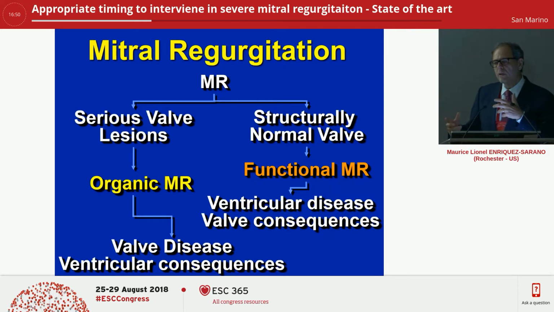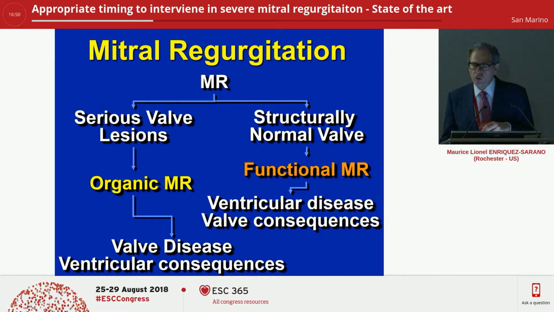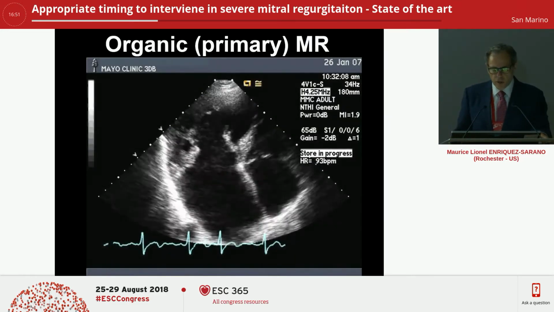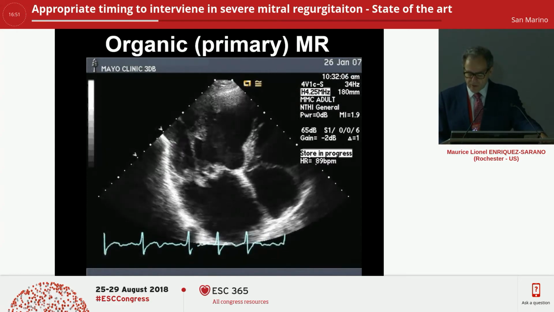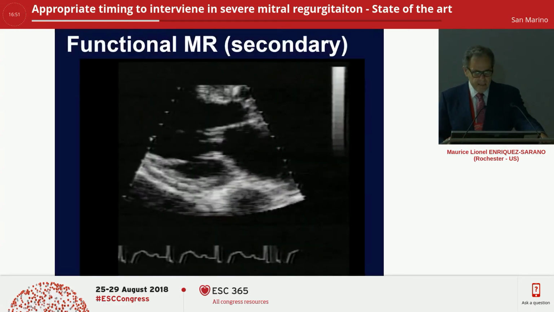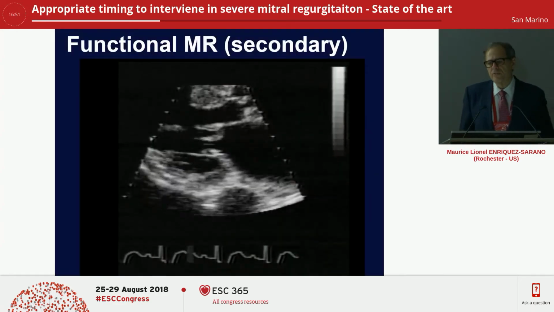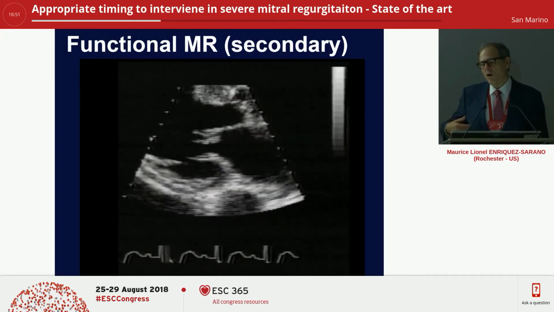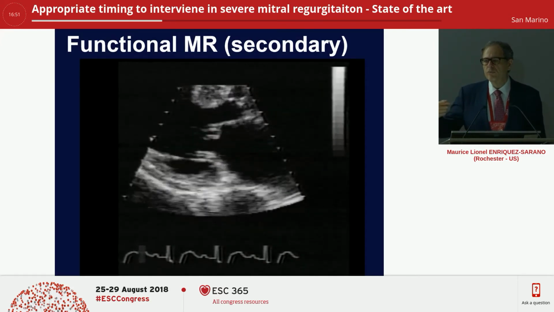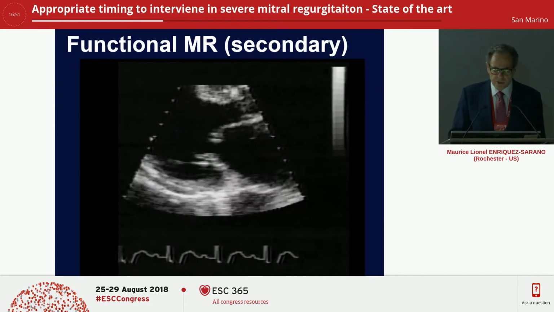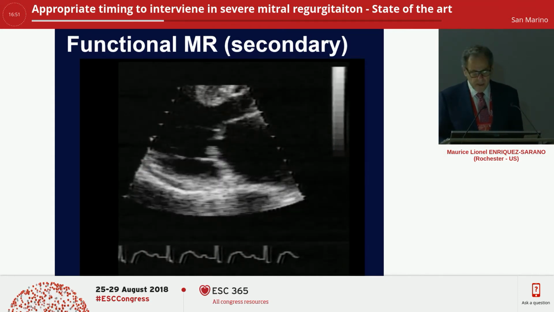Now, when we do the imaging, the big thing is to distinguish organic MR from functional MR. Organic MR is a serious valve disease with ventricular consequences, and functional MR is a ventricular disease with valve consequences. One example of organic MR is a bileaflet flail, a serious one. And here is an example of serious functional MR where the leaflets are structurally normal, but they don't touch because of the ventricular alteration, in this case an inferior MI.